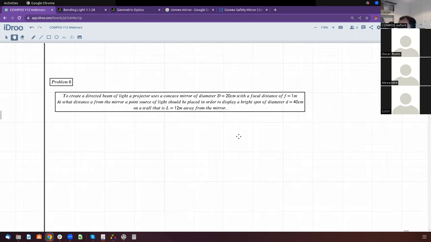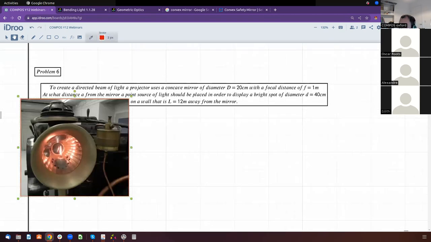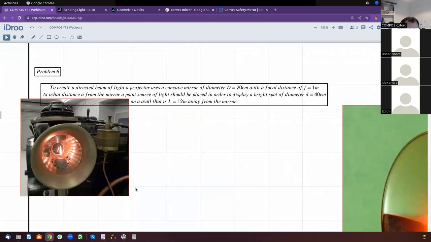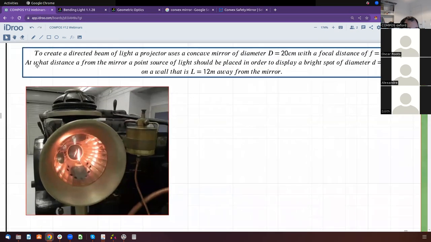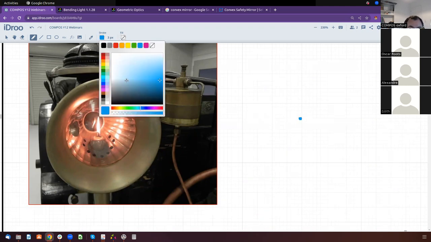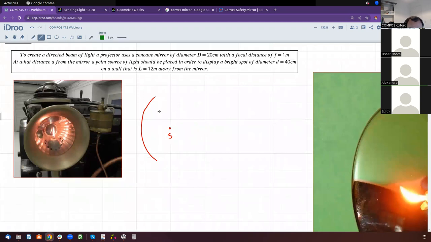I'll just explain the gist. I won't go through the maths. What we're talking about is this. Old headlamps used to have this. This is a real car. As you can see, there's a candle surrounded by a spherical mirror, well, pieces of mirror placed spherically. When you have a source of light, S, and a spherical mirror, the light will bounce off the mirror.